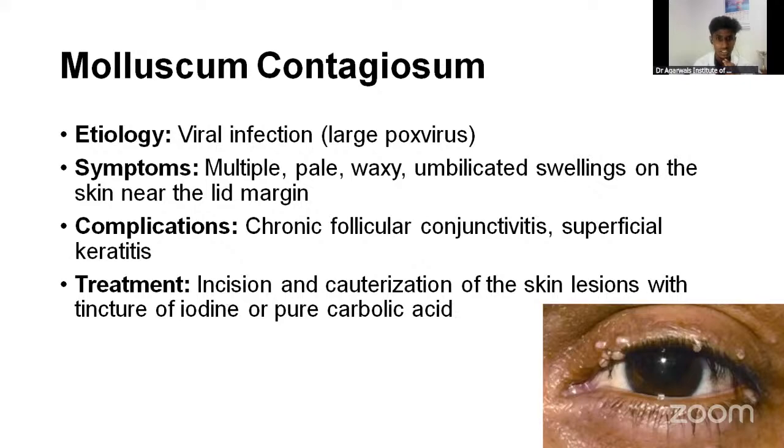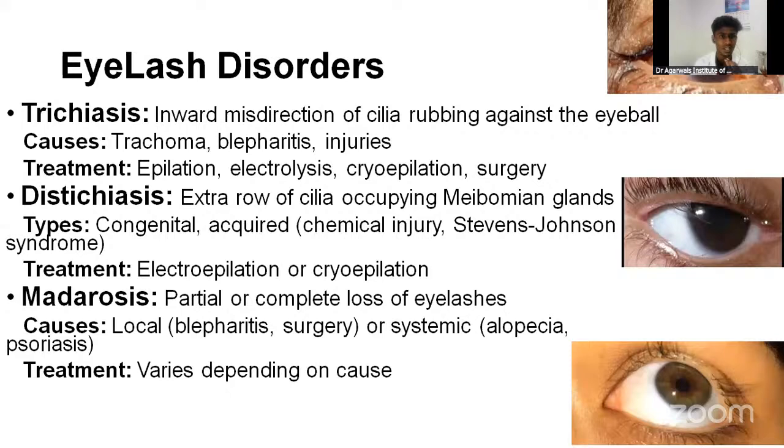Treatments: incision and cauterization of the skin lesions with tincture of iodine or pure carbolic acid. Eyelash disorders. The eyelash disorders are trichiasis, which is inward misdirection of cilia rubbing against the eyeball. The cause is trachoma, blepharitis, or any injuries.